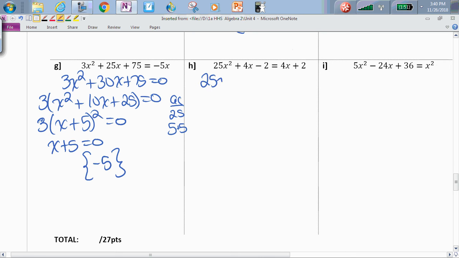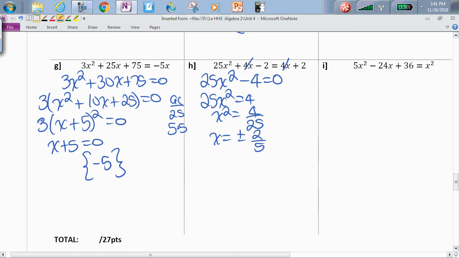Here, I get 25x squared. These cancel out when I move it over, and then I move this over, I get negative 4 equals 0. So there's a couple of ways you can do this. You can go ahead and solve it by moving the 4 over, dividing both sides by 25, and that gives me plus or minus 2 over 5. I square rooted both sides. Square root of 4 is 2, square root of 25 is 5, and I have this.